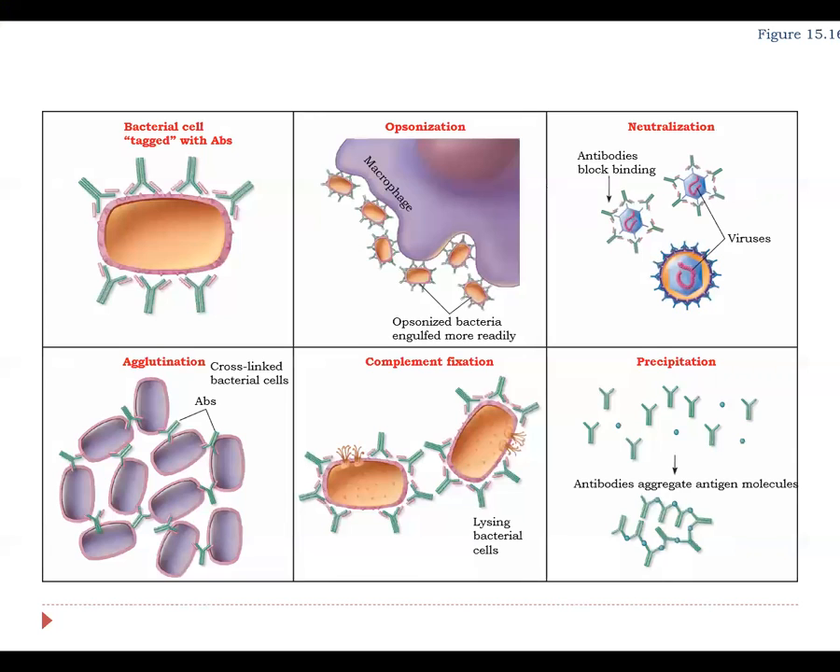Last but not least, we have precipitation. Basically, precipitation is very similar to agglutination. Instead of larger cells, we basically see with precipitation smaller molecules.